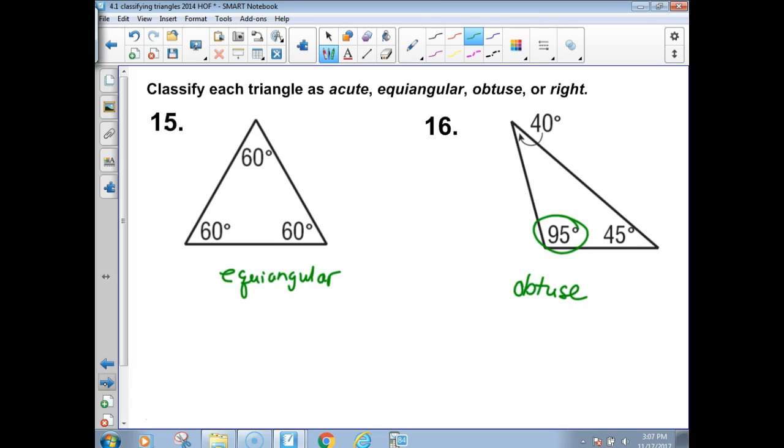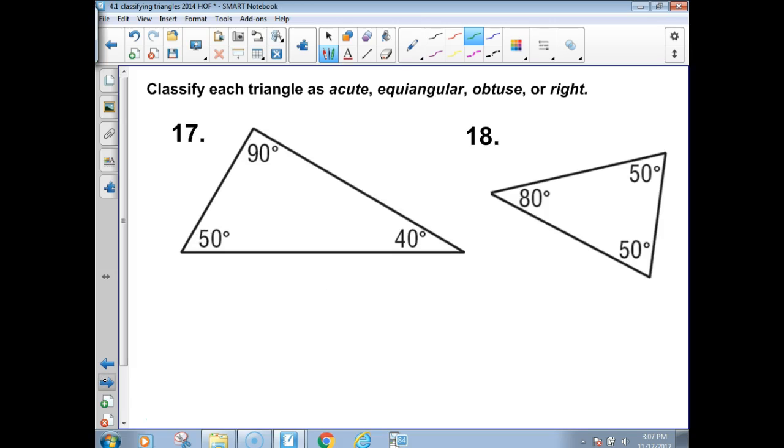Okay, now I'm going to be skipping to someplace else in the package soon because I think I've done enough examples of the same type. But before that, we'll get 17 and 18 out of the way. 17 is a right triangle, but look what it said. Oh, and then 18 is acute.